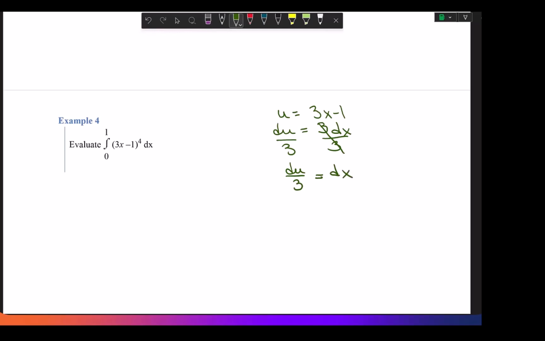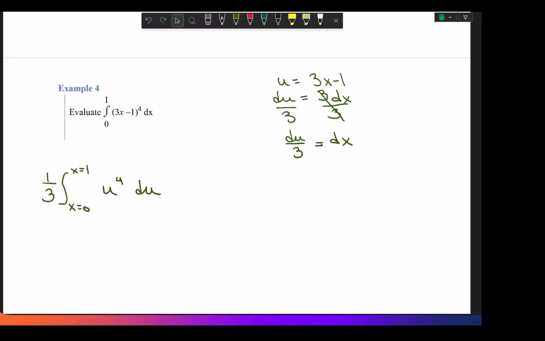Now I have two choices. I can either evaluate from x equals 0 to x equals 1 of this function, and this function is u to the 4th power, dx is equal to du divided by 3, and I'm going to take that divided by 3 out in front of the integral and make it a 1/3.